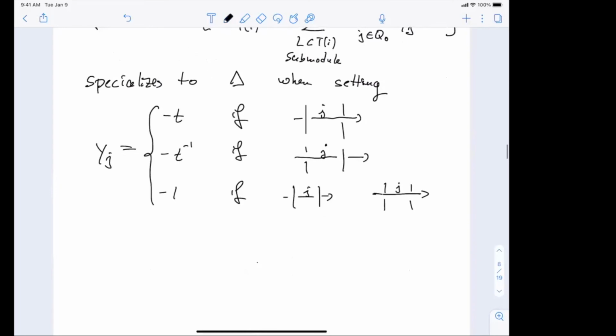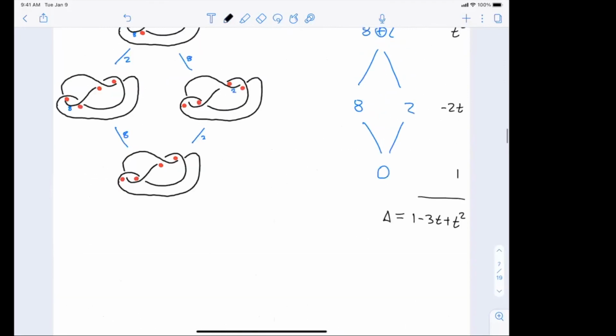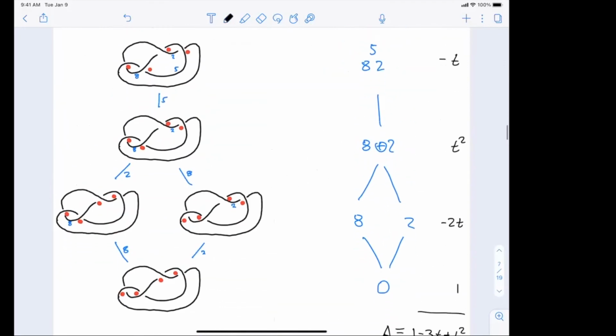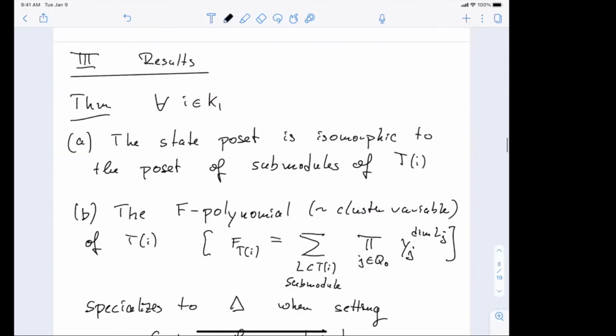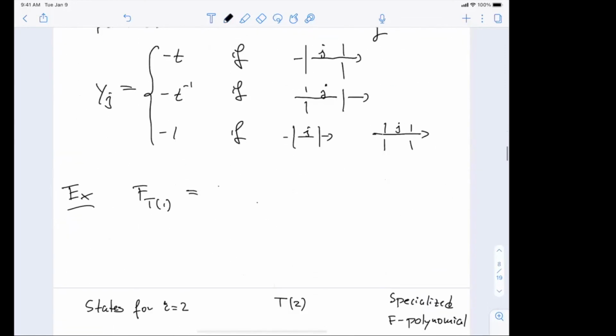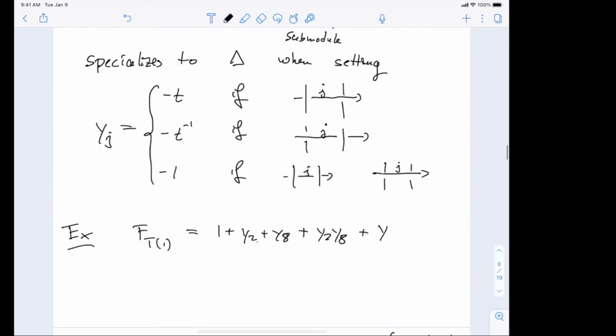So maybe we have time for writing down this example. The F of T1, I already wrote the modules here. You have to sum over all the submodules. So the polynomial will be 1 plus y2 plus y8 plus y2 y8 plus y2 y5 y8.